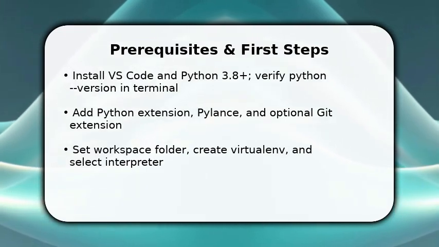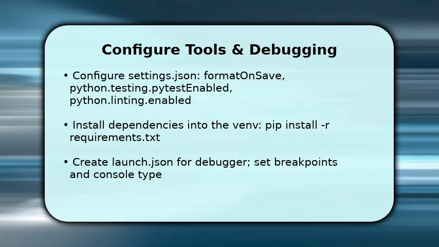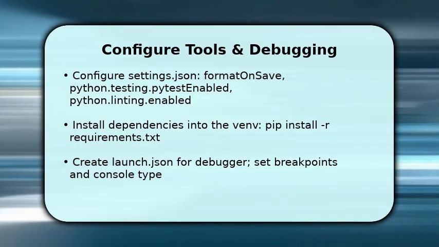Next, you configure the editor and tools so execution is reliable. Open settings.json and enable format on save, linting, and choose your formatter. Configure PyTest or Unittest options to match your project. Then install project dependencies into the activated virtualenv so imports resolve.